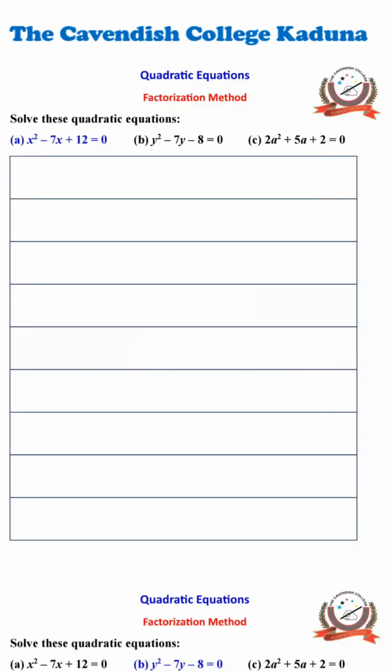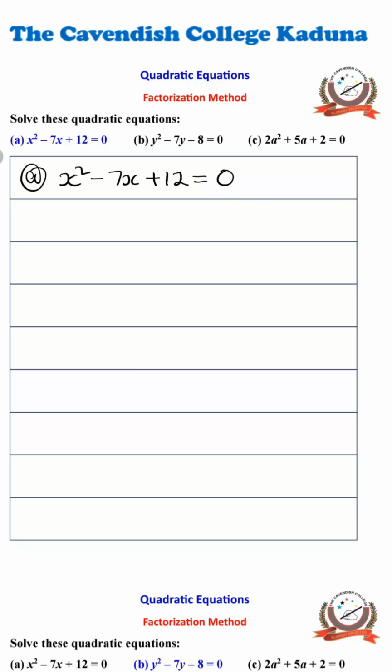Welcome to this video on quadratic equations, and we'll be looking at the factorization method. We have three problems here to solve: A, B, and C. We start from the solution of A. It says x squared minus 7x plus 12 is equal to 0.